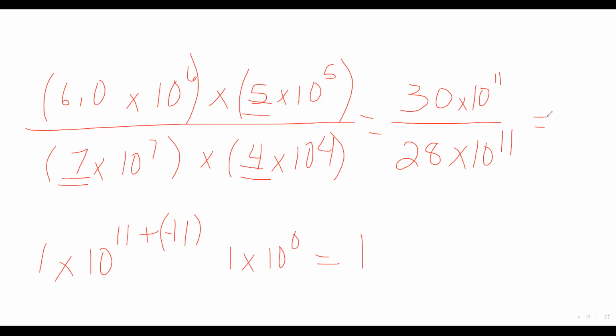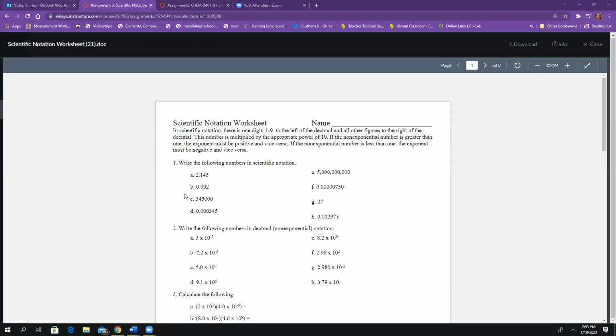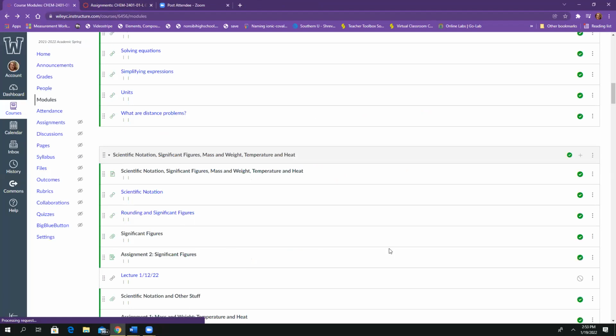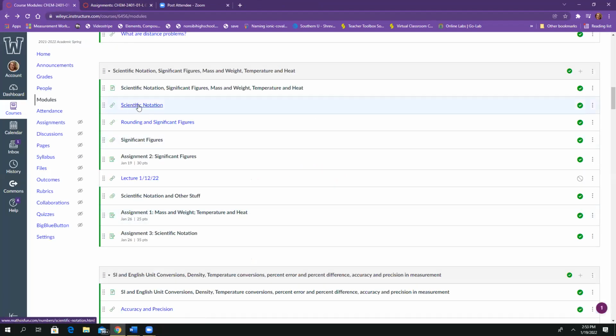No, let's see. Stop this sharing. Do a new share. Go back to the, well, that's that, but we don't want that either. Not right now, because that's your assignment. But I was going to show you that you can go to this website here, okay, and do the rounding and scientific notation also. And you shouldn't have any problems doing these. And that's it. We're done.